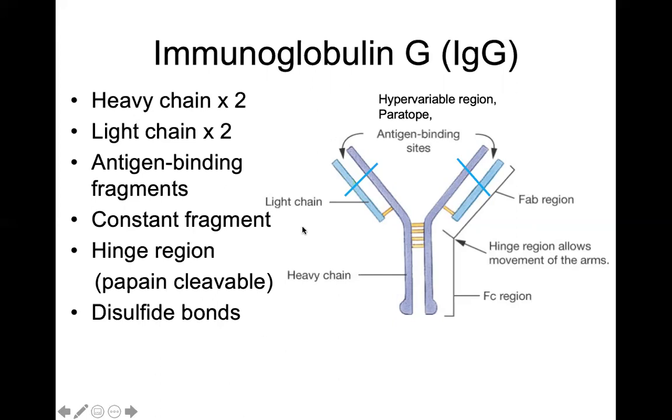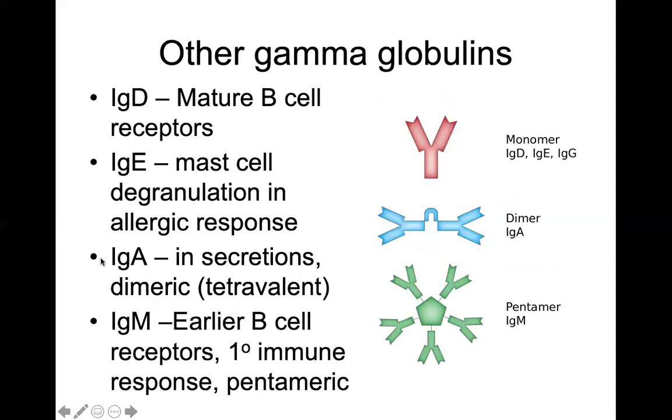So this is an IgG. This is the classic antibody that we picture in our mind. It is actually the most common antibody in the blood, I believe, but it's not the most common antibody we produce. I think the most common one that we produce is actually IgA, which is a dimer here.